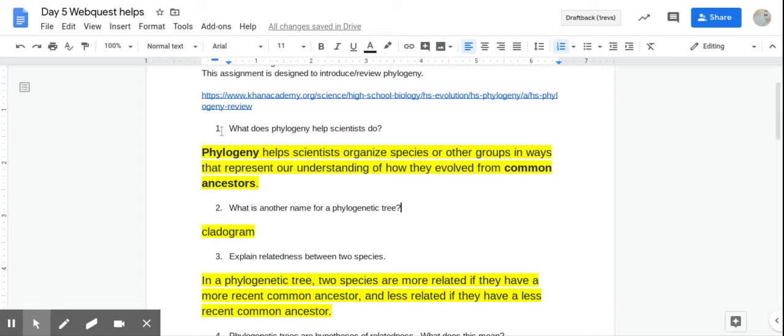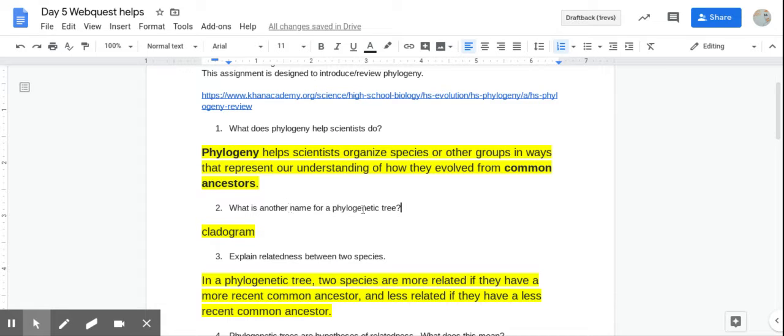Number one, what does phylogeny mean or help scientists do? It helps scientists organize species or other groups in ways that represent our understanding of how they evolved from common ancestors. And so these phylogenetic trees are almost like a family tree, connecting me to my dad, to my grandfather. That's what they're trying to do with these organisms.